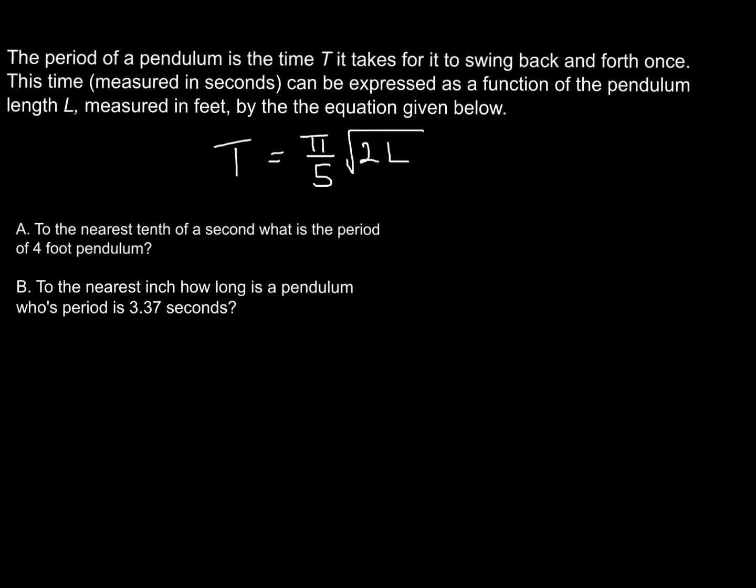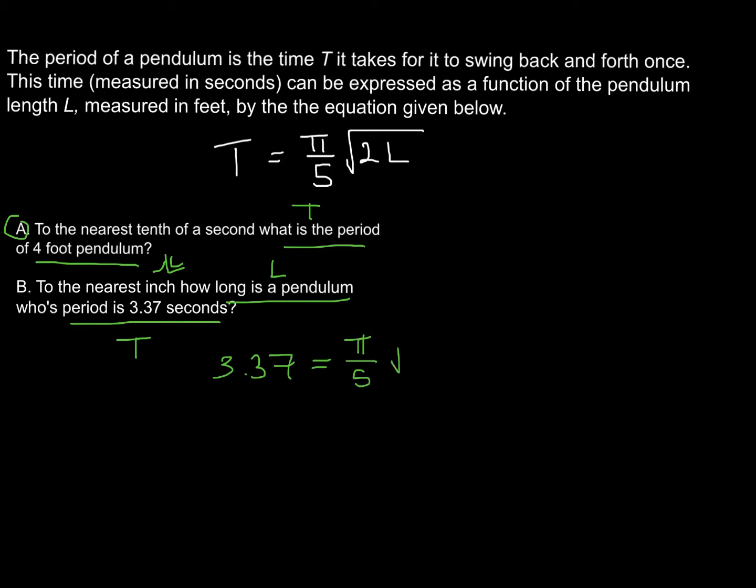Right, so I'm not going to talk about the setup because we should be able to understand that fairly well by now. For part A, we're given the length L of the pendulum, and we're asked to find the period T. So in this situation, I'm just going to plug in my value for L and solve for T. For B, however, I'm given the period, T, and I'm asked to find the length, L. So for the setup, I will know the period, 3.37, and what I do not know is the length. So I'm going to try and solve for the length.